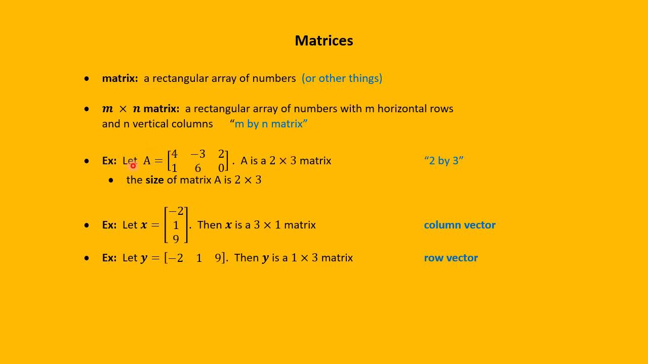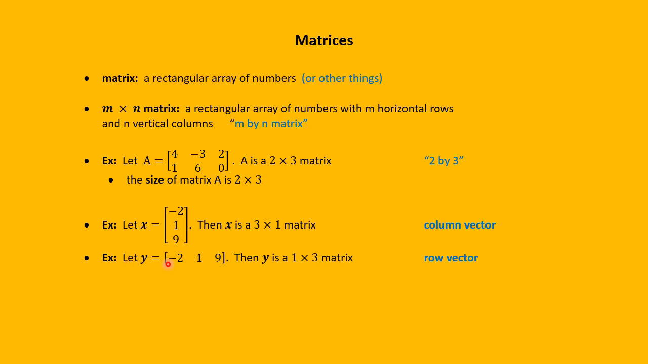We could also say that the size of A is 2 by 3. Suppose I let X be this matrix. Here we have one column, but we have 3 rows. So let's reiterate, 3 rows, 1 column. So that makes X a 3 by 1 matrix.